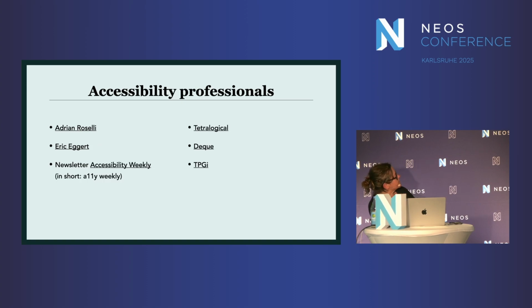Now, reading into accessibility, these can be good starting points for you. Adrian Roselli and Eric Eggert are two trusted individuals in the community, and they have extensive information in their blogs. The newsletter Accessibility Weekly, or in short, A11y Weekly, every week has an abundance of information. Good starting point. And there's also a few companies who have well-maintained company blogs. Among them are Tetralogical, DQ, and TPGI. And these are names you will find more often now that you know them.